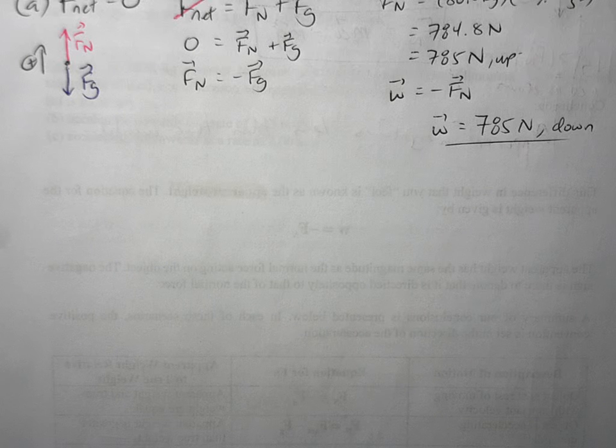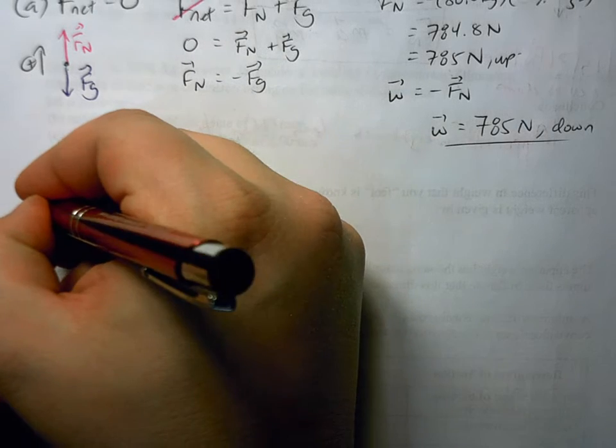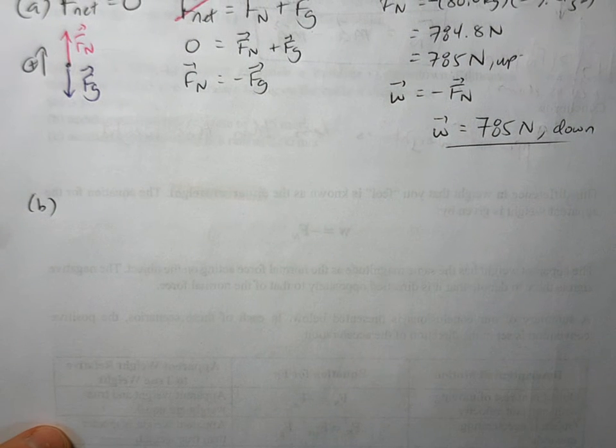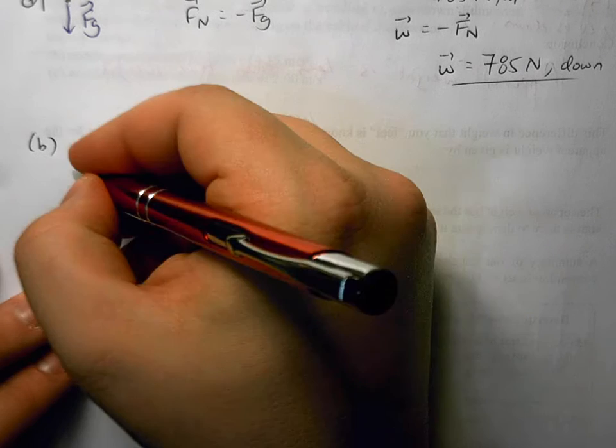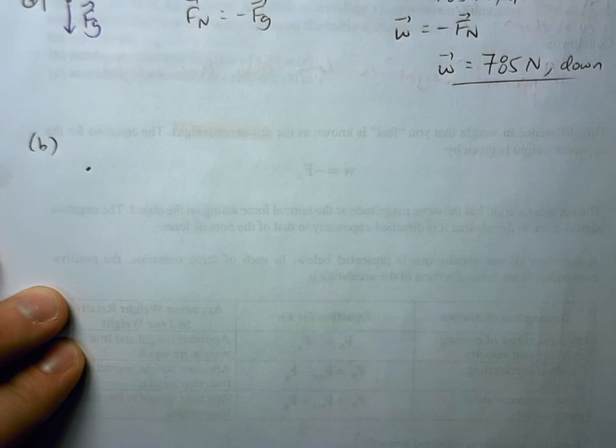So in this case, because the person's stationary, their apparent weight of 785 newtons is going to equal their true weight, which is also 785 newtons. Now that's the easy case. Let's look at something a little bit more challenging this time. So this time the person is accelerating downwards at 1.10 meters per second squared. So this time the net force is not going to be 0. We're going to have an acceleration downwards.